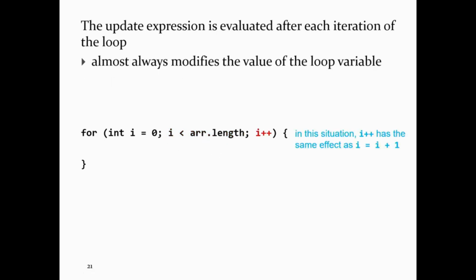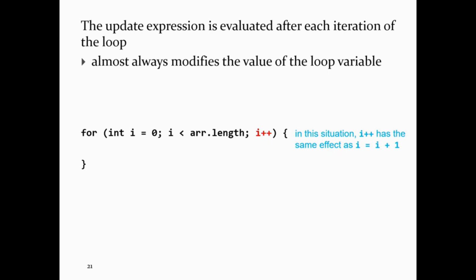And finally, the update expression is the thing that runs immediately after the loop body runs each time. So if the loop body runs here, then right here is where that update expression runs. Here I'm writing i++, and so this increments i by 1 at the end of every time the loop runs. So i++ has the same effect in this case as writing i = i + 1.